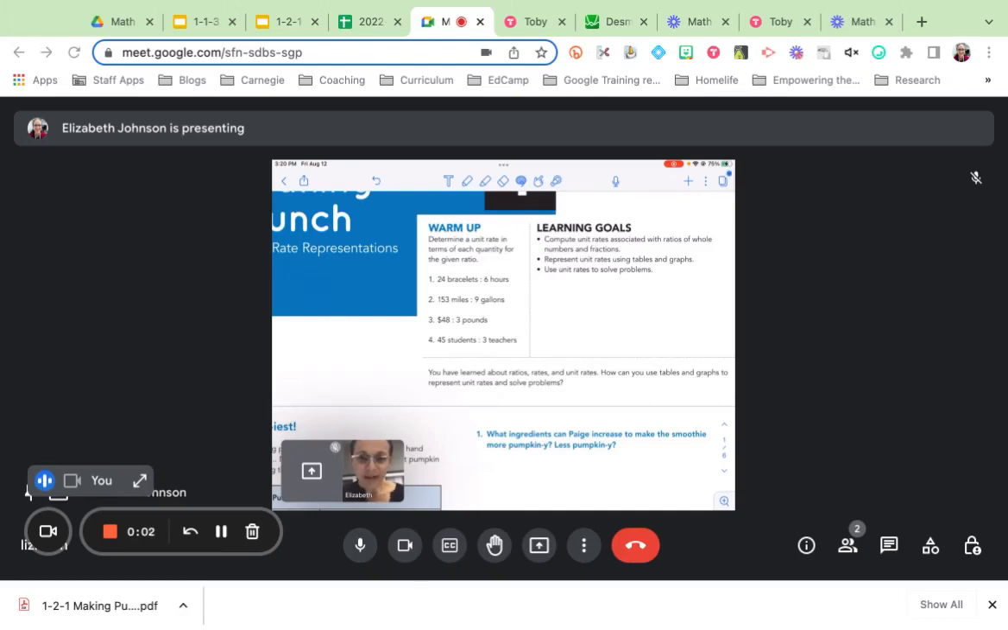Welcome back. Today we have a few learning goals and they all relate to unit rates. We want to compute unit rates associated with ratios of whole numbers and fractions. We want to represent unit rates using tables and graphs. And we want to use unit rates to solve problems.